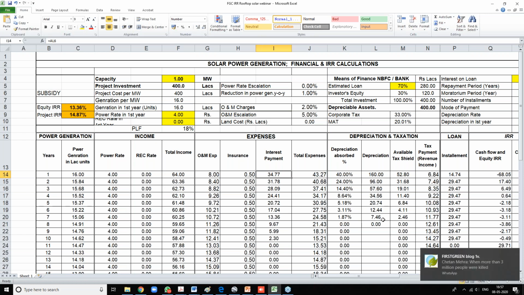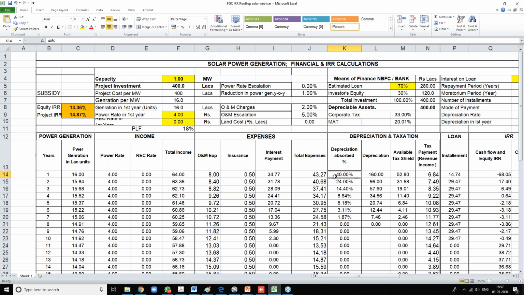This is the section which explains the depreciation part. You have got 40% depreciation in the first year on your solar project. On a total project basis, you will have 160 lakh rupees as depreciation, and on 160 lakh rupees, you get the tax advantage of 52 lakh rupees. Remember, this 52 lakh rupees is 33% of 160 because the corporate tax is 33%. So this is the tax advantage you are getting.